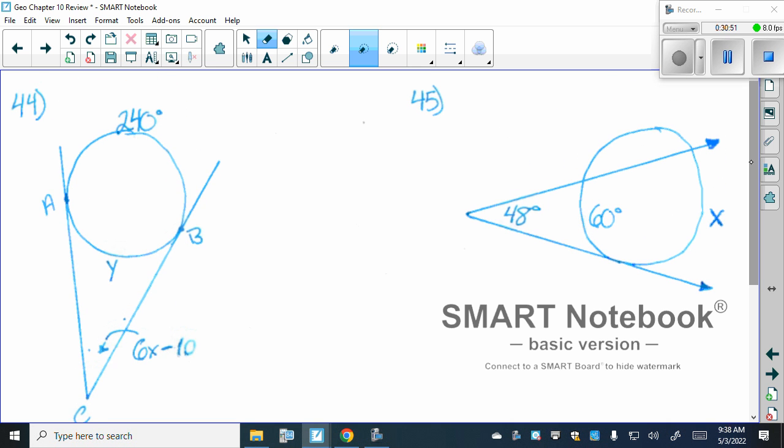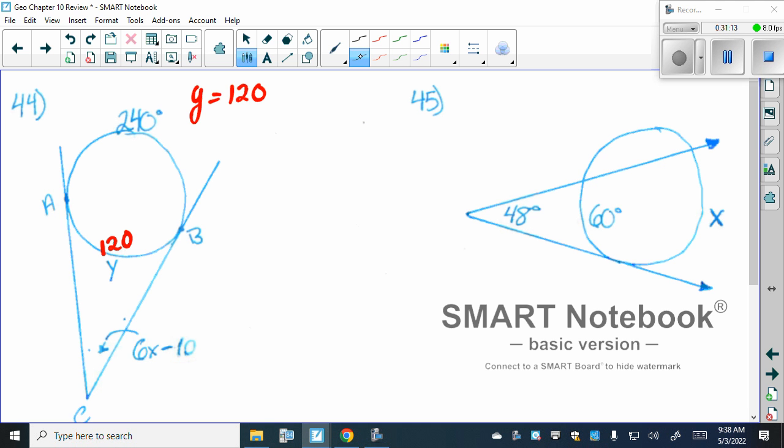Any questions on 44 or 45? What do we know about a whole circle? So 240 minus 360 is? So here y is 120. Now, 34 is equal to half of the bigger minus the smaller. Bigger is farther away. So 240 minus 120, yes?